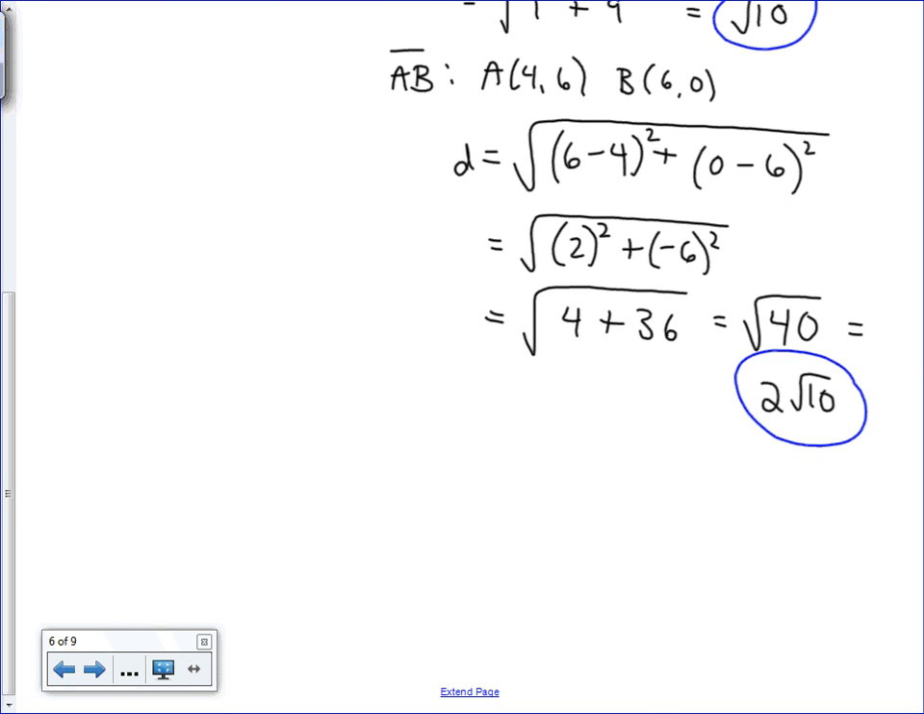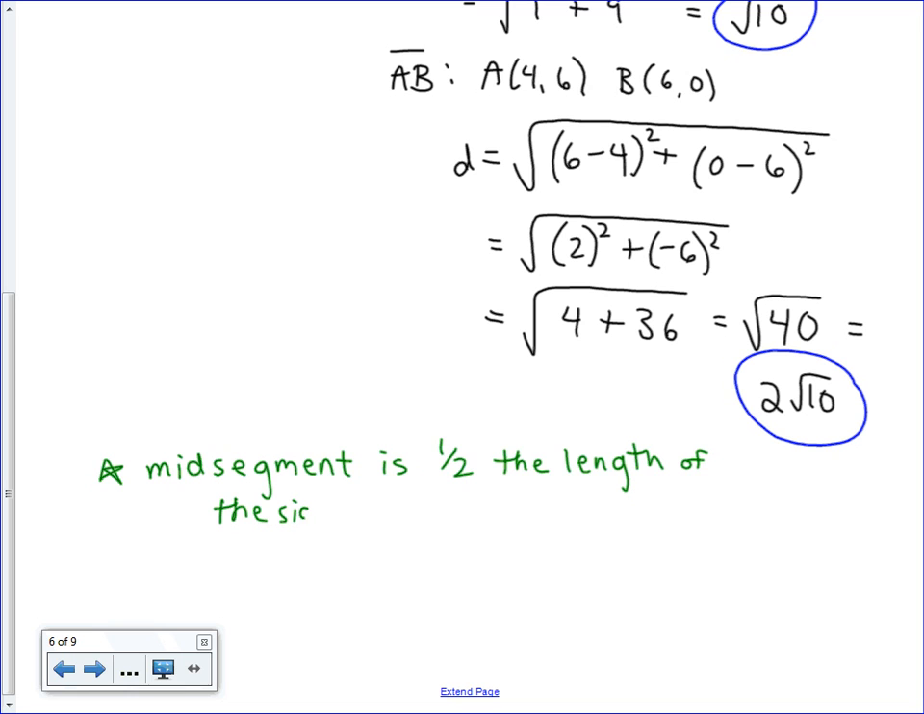scroll down where I have a little more room. Midsegment is 1/2 the length of the parallel side of the triangle. And there are the 3 properties that I wanted us to discover using coordinate geometry. Now we're going to apply it to some situations like this one.